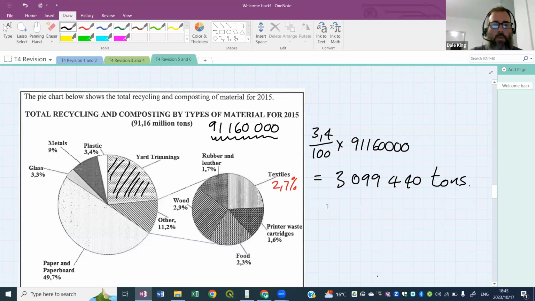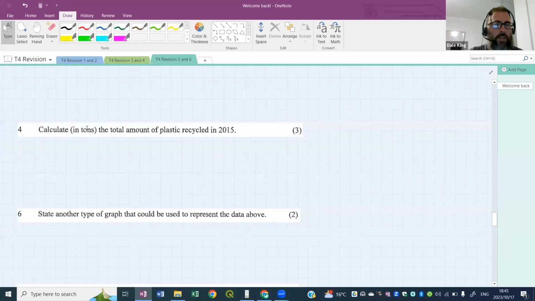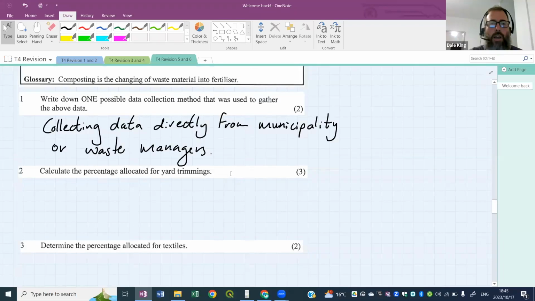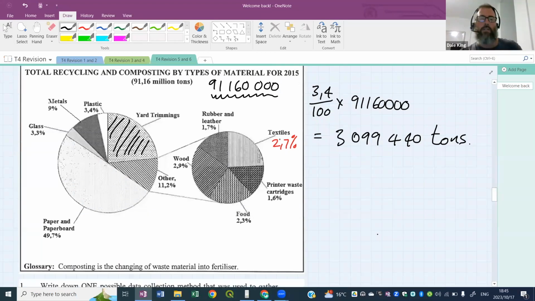Any questions about that, or let's move on to the next one. Question number, I know I skipped 5 because 5 wasn't really difficult, just very, very easy. So I skipped it because you guys are smarter than that. Question 6, state another type of graph that could be used to represent the data above. Come on, guys. What kind of other graphs could be used to represent this data?